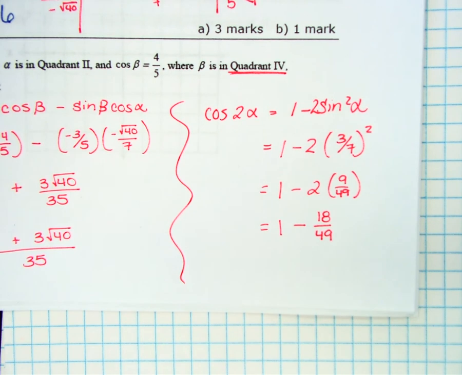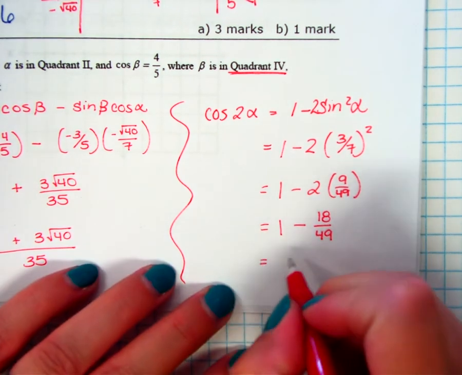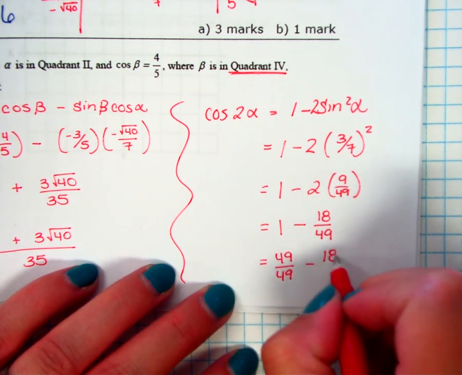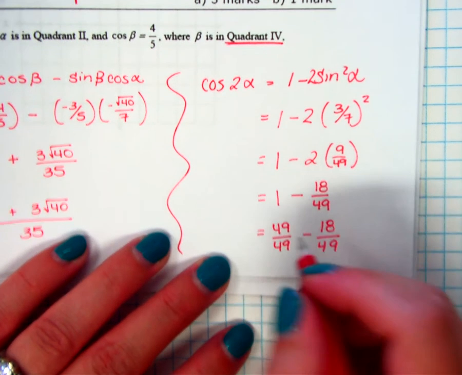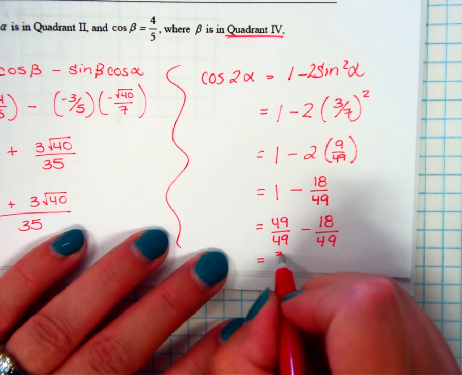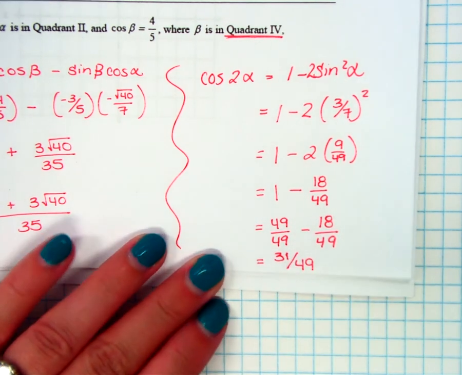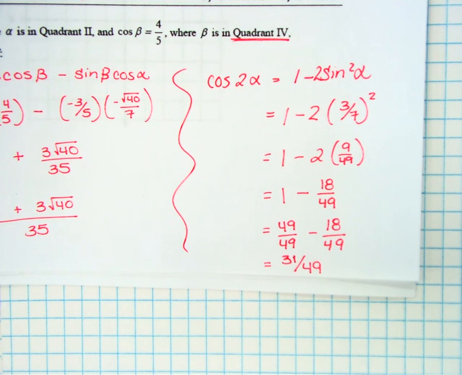Okay, what do I do here? Get the common denominator. So we're going to have 49 over 49 minus 18 over 49. What did we get? No matter which one you use, you will get 31 over 49.